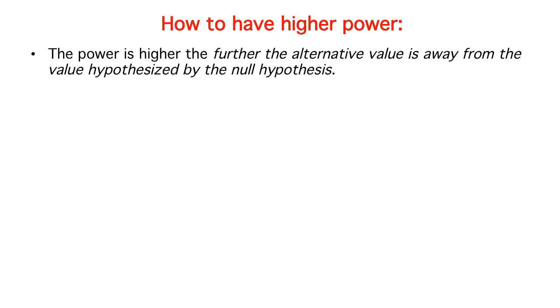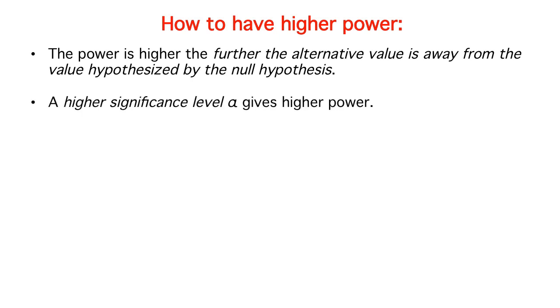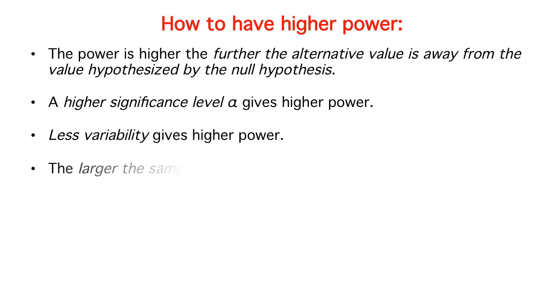We can also increase power by increasing the significance level, alpha. So then we reject more often for larger p-values. However, there are consequences to doing this, as we'll see in a couple of minutes. Reducing the variability also gives higher power. Getting more precise measurements, perhaps by controlling for other sources of variation, is always good for helping us to make strong conclusions, and it increases power. And finally, we can get more power by increasing the sample size.